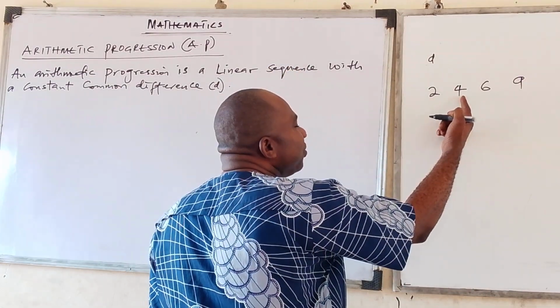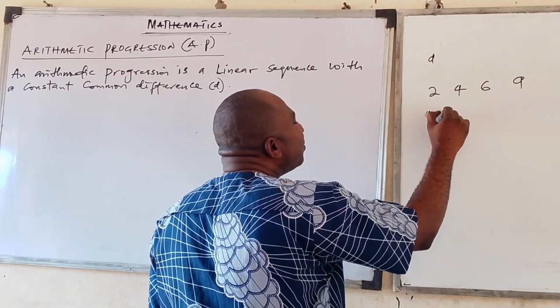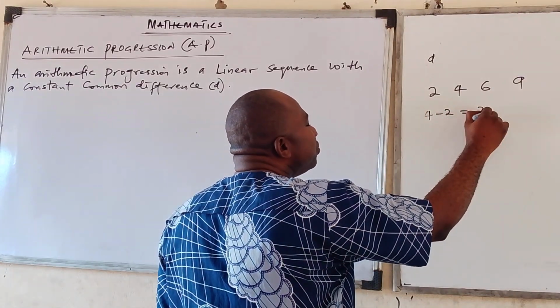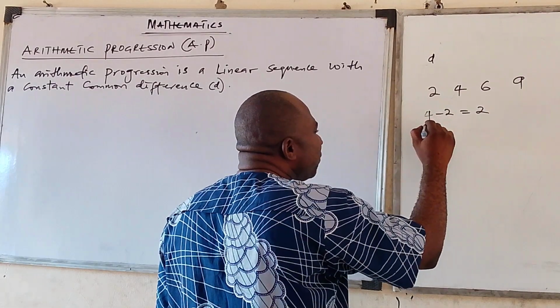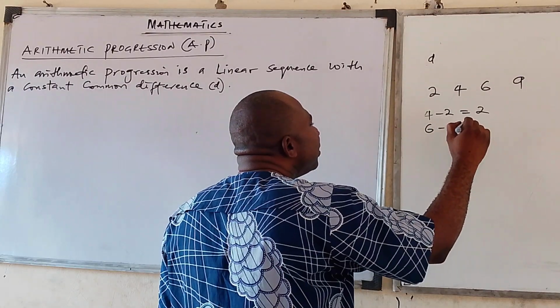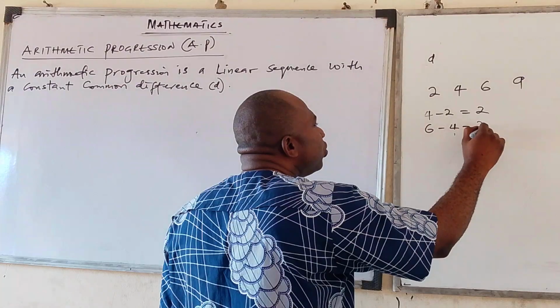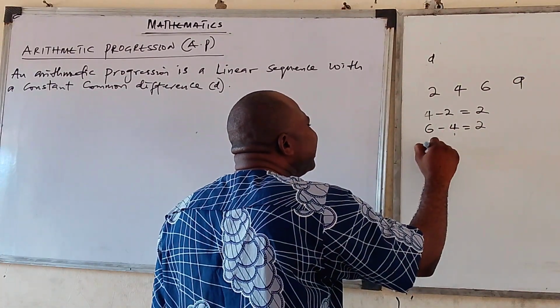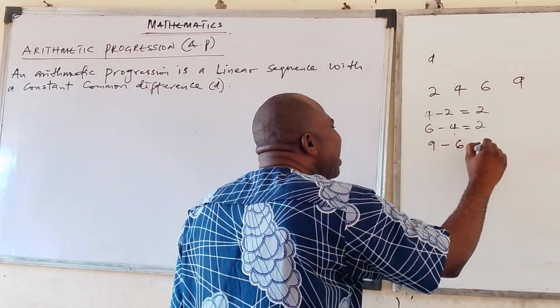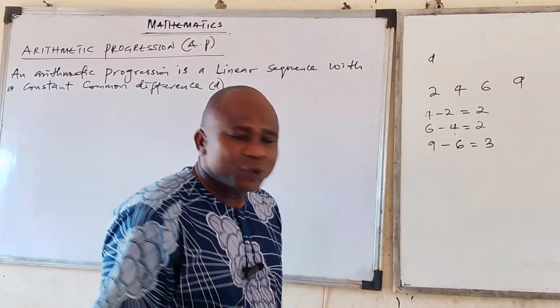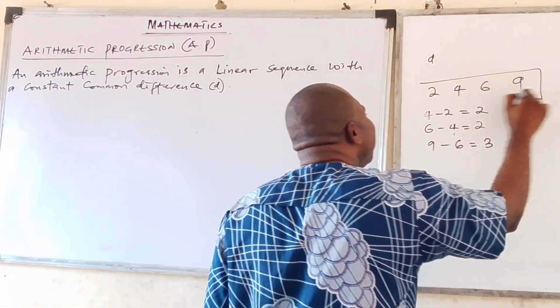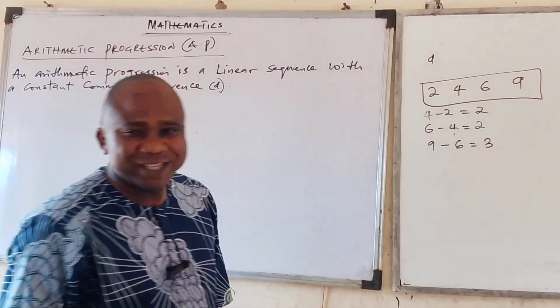So let's look at this. This is the first term, this is the second term. So here we have 4 minus 2. Yes, 4 minus 2 is 2. Let's look at the next one. 6 minus 4. Now 6 minus 4 is 2. Now let's look at the next one. 9 minus 6. 9 minus 6 is 3. So it therefore means that this is not a linear sequence.